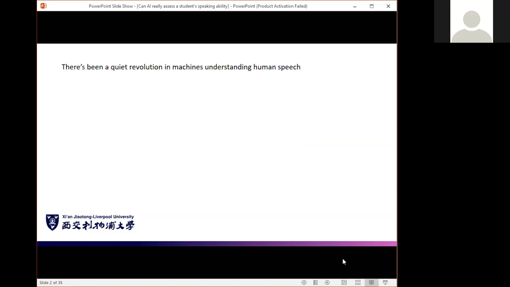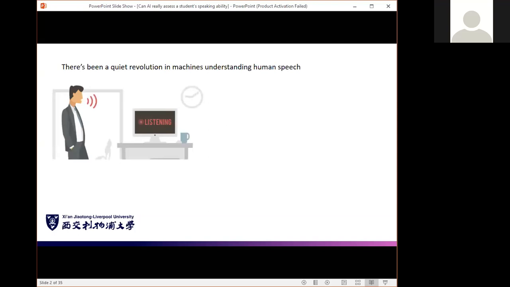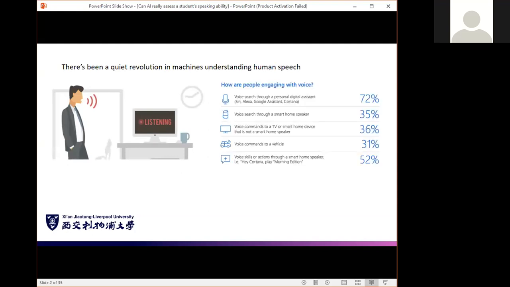So yeah, there's been a quiet revolution in machines understanding human speech. Well, it's been quiet for me. I didn't notice it. 2 years ago I was in Egypt, and there was very little technology around, but I've noticed now that there are many machines, cars, home devices that understand human speech. And I think it's been quite a revolution. People don't seem to really talk about it much, but it's all around us.